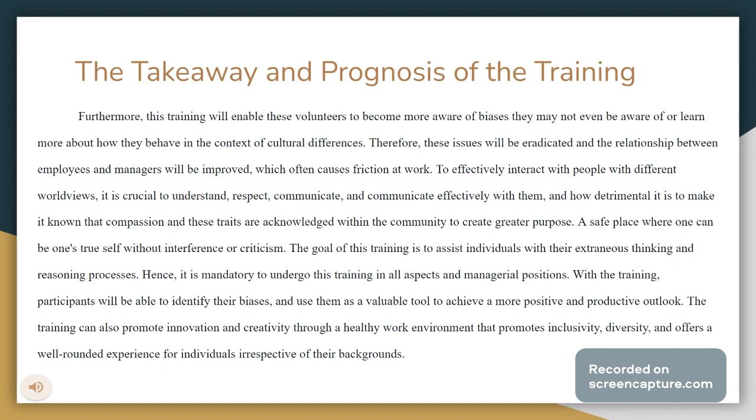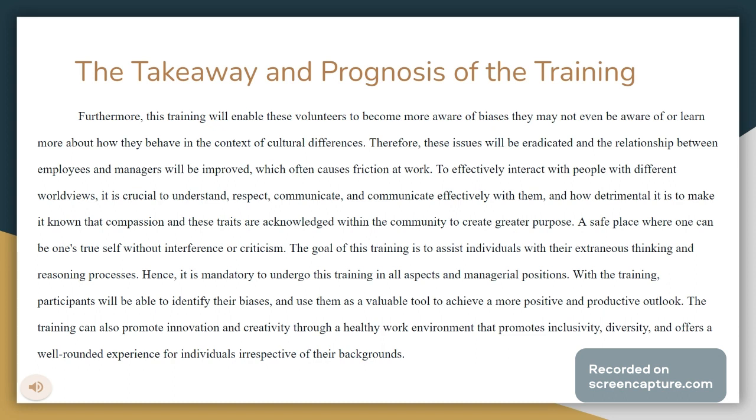The goal of this training is to assist individuals with their extraneous thinking and reasoning processes. Hence, it is mandatory to undergo this training in all aspects and managerial positions. With the training, participants will be able to identify their bias and use them as a valuable tool to achieve a more positive and productive outlook.